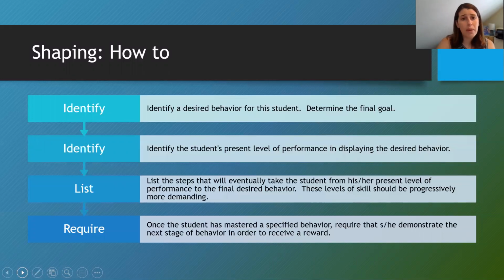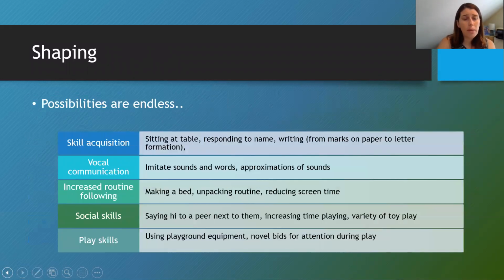So why is shaping so important? Our program goal for every student might be the same, but some students might not be able to get there based on their current level of performance. So how can we shape behaviors to get them where they need to be? The real possibilities really are endless.